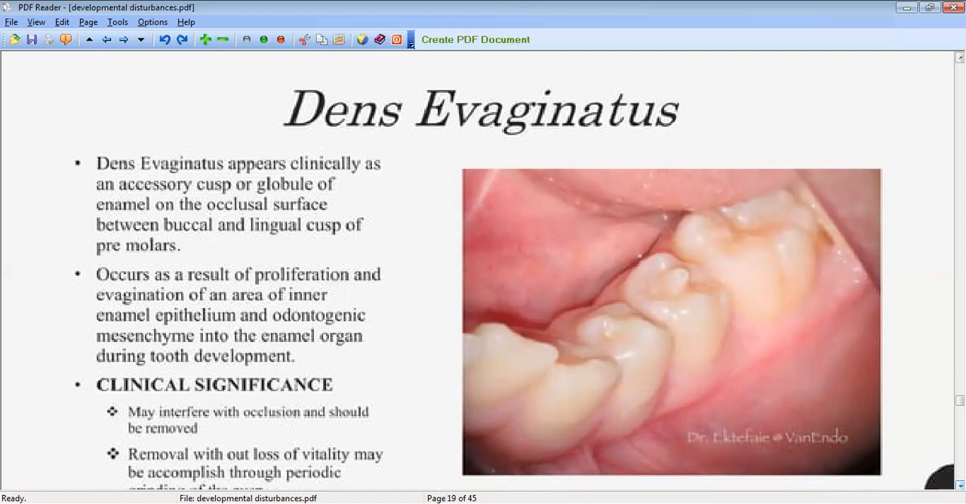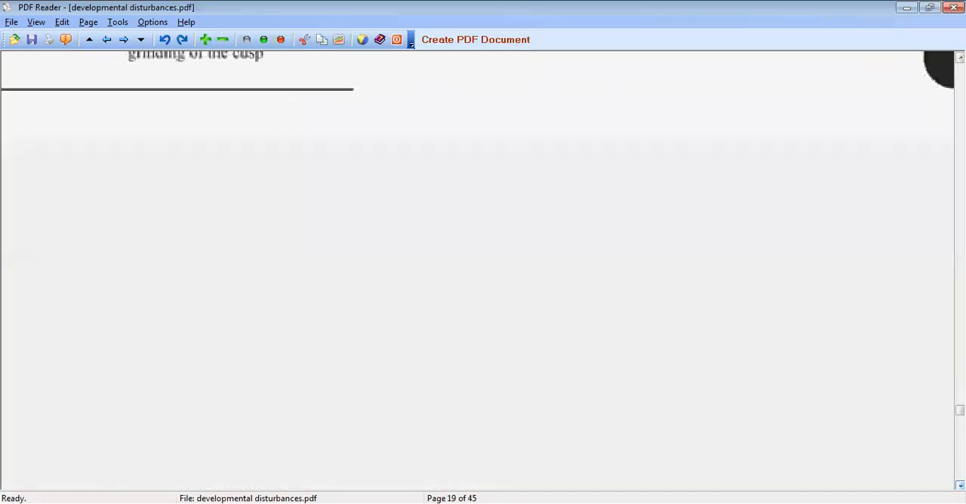Removal may lead to loss of vitality. Again, periodic reduction should be there. We have to do periodic reduction to prevent the non-vitality.